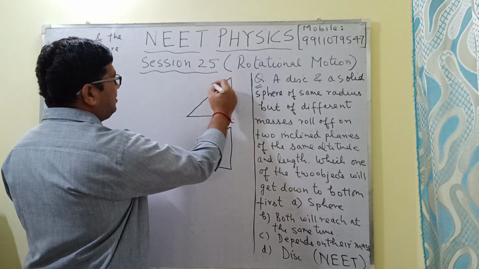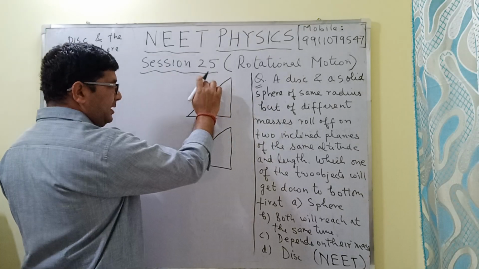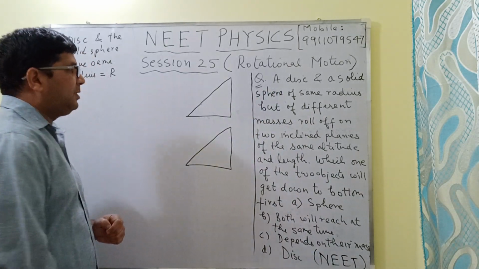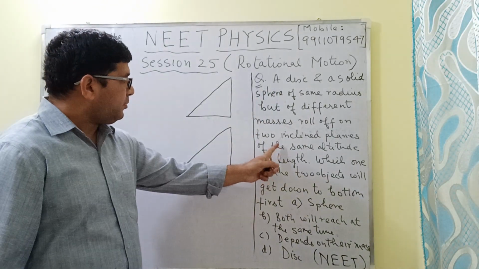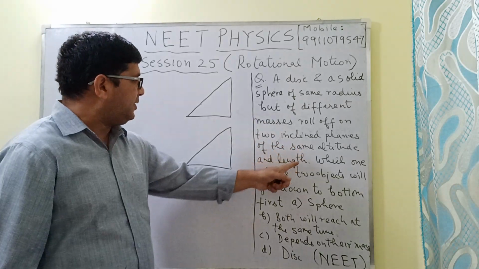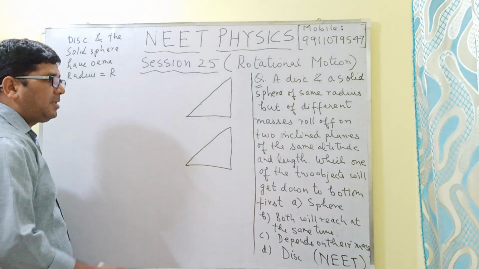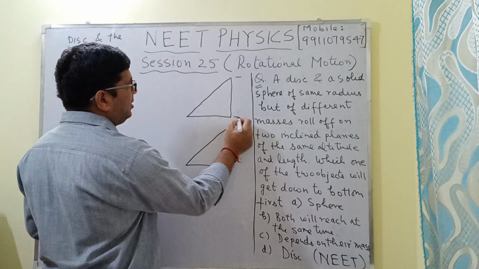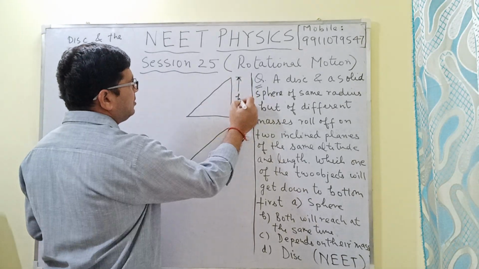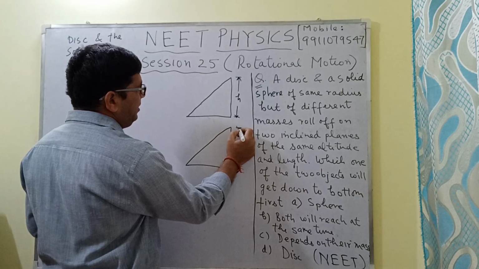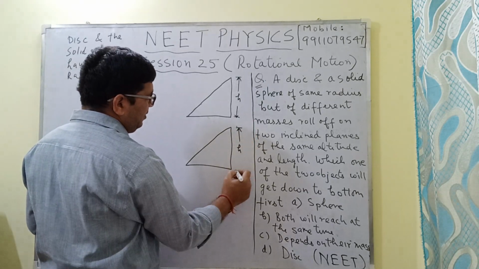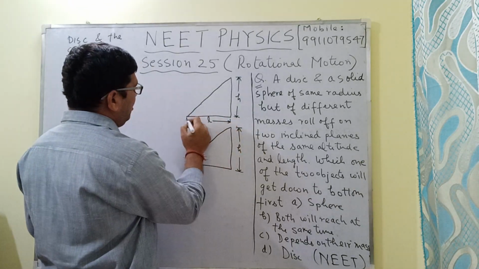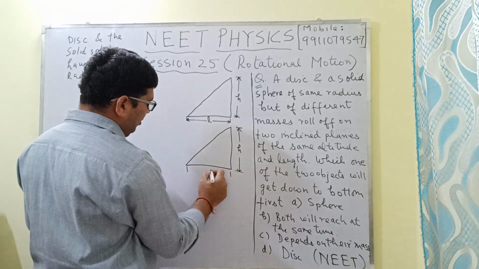So on this inclined plane, a disk is rolled, and on the other inclined plane, a solid sphere is rolled. Since the altitude and the length of the inclined planes are equal, if this altitude is, let us say, h, the altitude of this plane will also be equal to h. Let us say the length is L. The length of this inclined plane will also be equal to L.